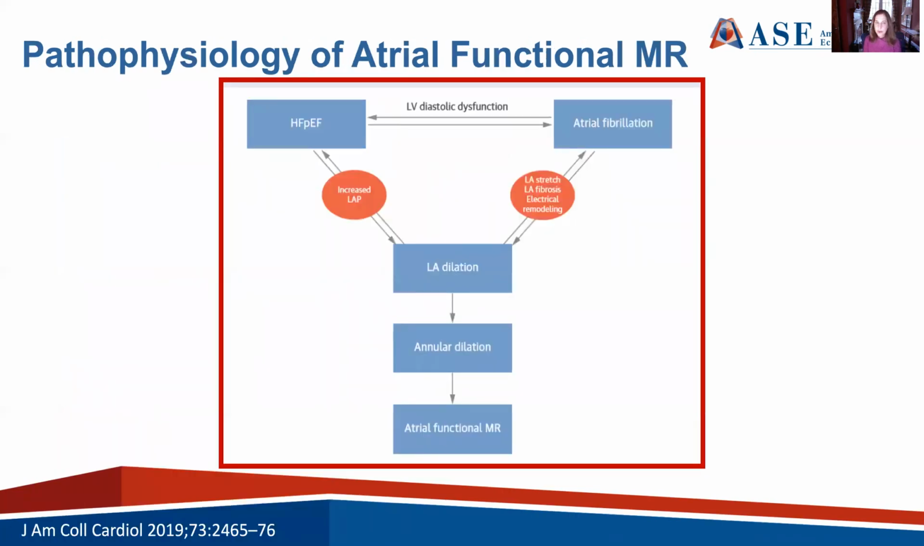So again, just to summarize the pathophysiology of atrial functional MR, this oftentimes results in patients who have heart failure with preserved ejection fraction and or atrial fibrillation. These conditions cause an increase in the left atrial size and in left atrial pressure that leads to annular dilatation and then the atrial functional MR as a result.